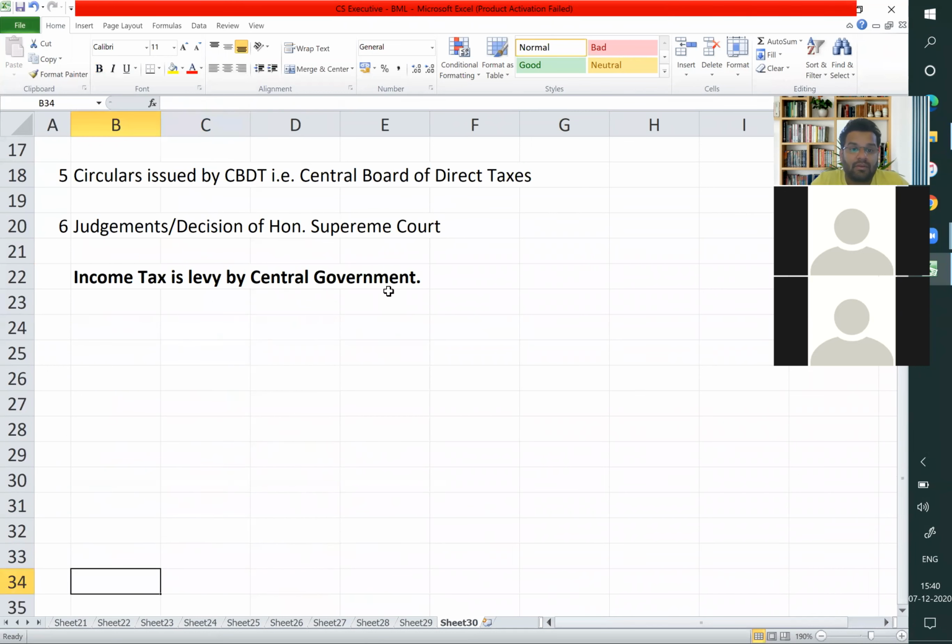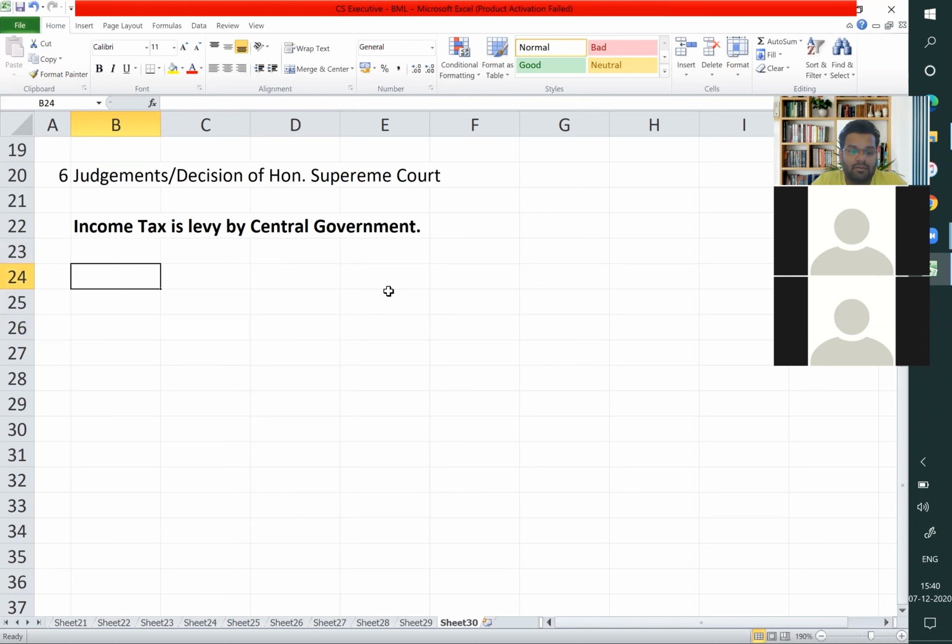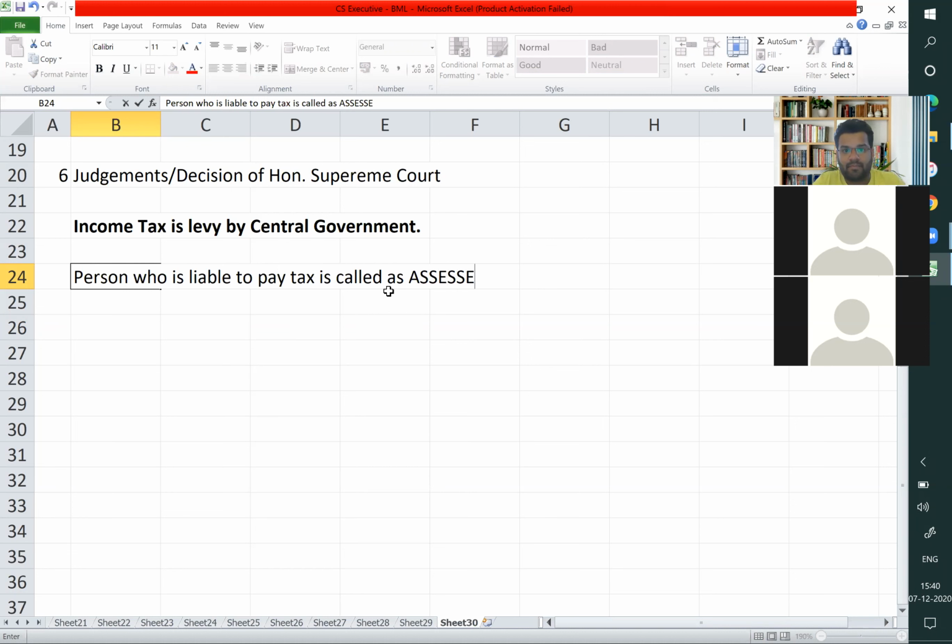Now understand, the person who is liable to pay tax is called the assessee. The person who is liable to pay tax is called the assessee, isn't it? So for some time I am going to compare all the things with GST. In GST, what is it called?